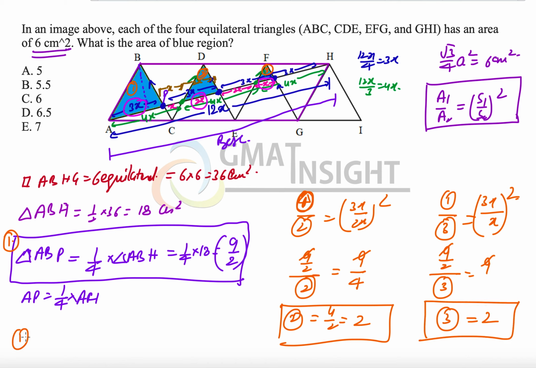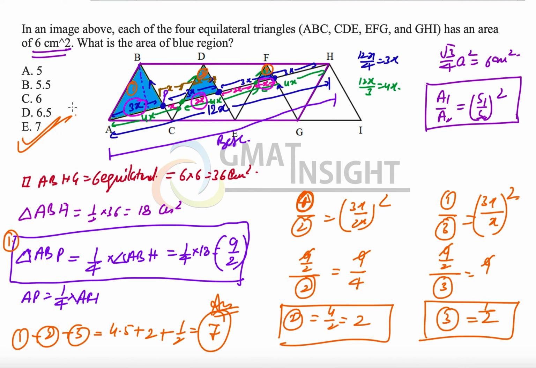The question is asking area number 1 plus area number 2 plus area number 3, so that's going to be equal to 4.5 plus 2, and looks like I have made some error somewhere. Let me just quickly check. So 9/2 over area number 2 is equal to 9/4, 9 gets cancelled out, so we have area number 2 is equal to 2. Oh, my mistake, this is going to be 1/2, so plus 0.5, so it's going to be 7 units, and therefore the answer to the question will be option E. I hope you enjoyed the explanation. Thank you so much.